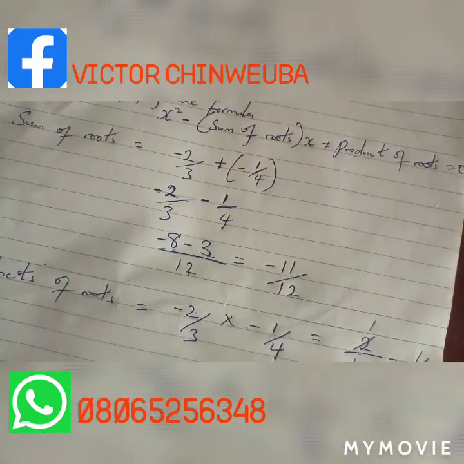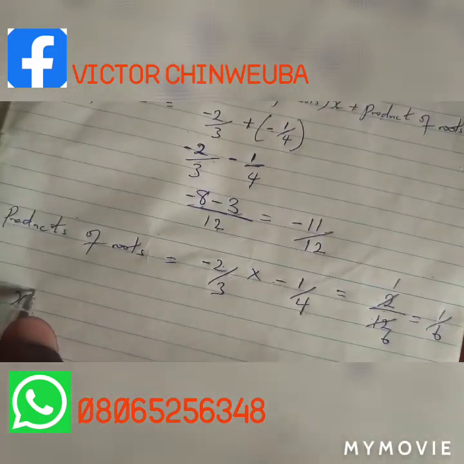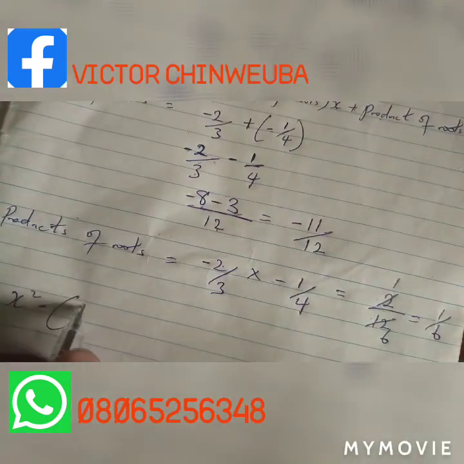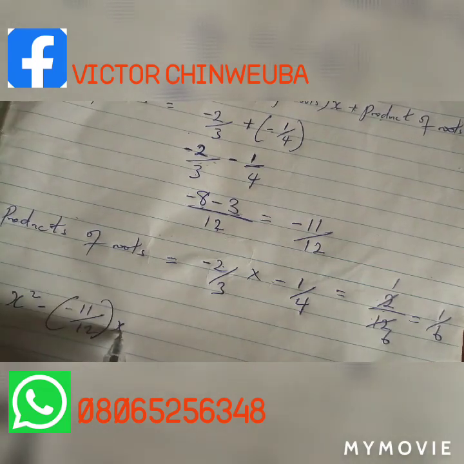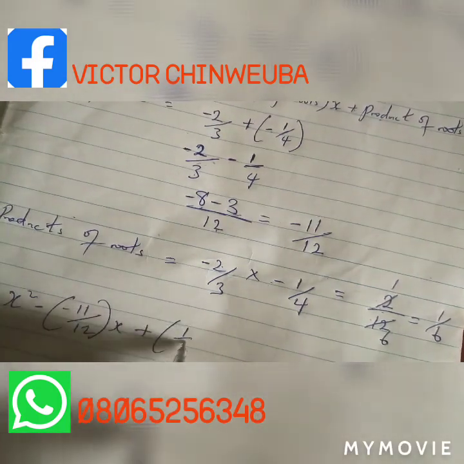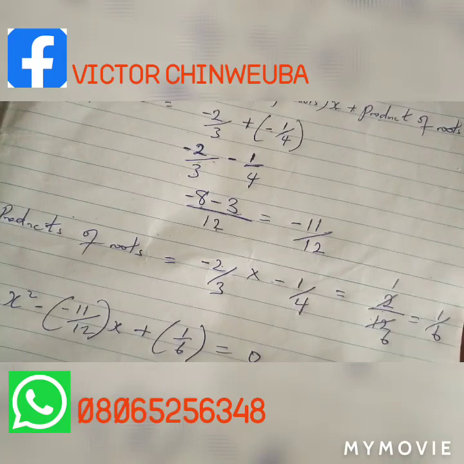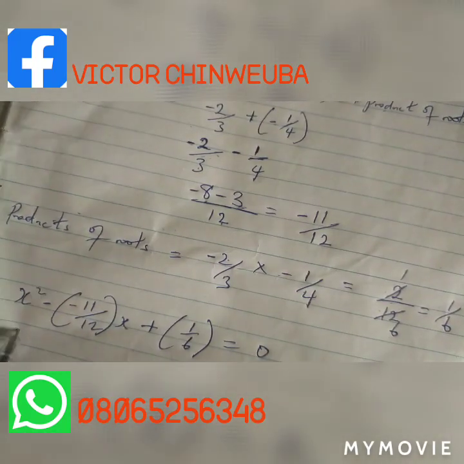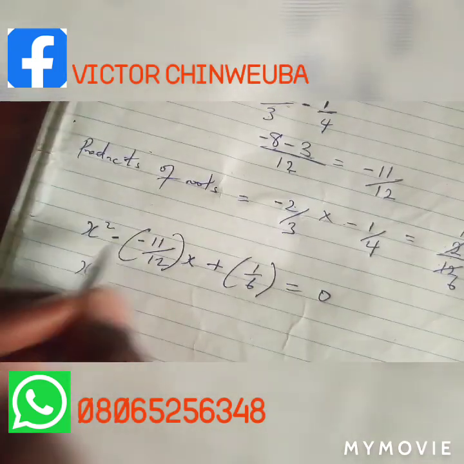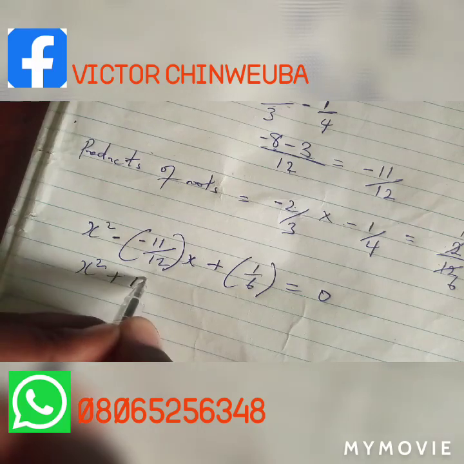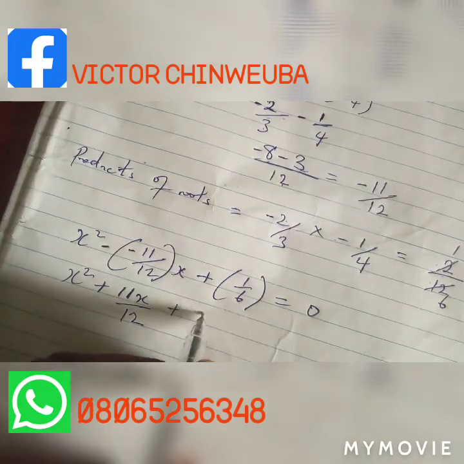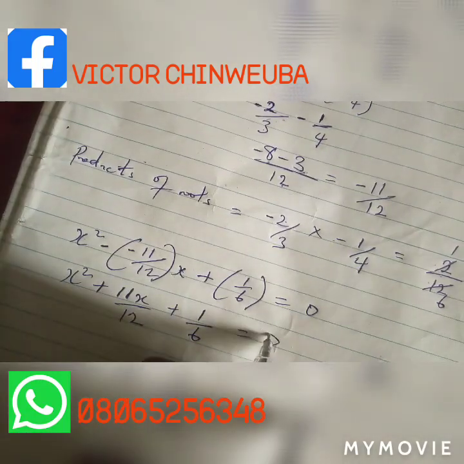The formula, we have x squared minus sum of roots. What is our sum of roots? Minus 11 over 12 x plus product of roots. What is our product of roots? We have 1 over 6 equals 0. So let's open up this bracket. We have x squared minus times minus, you're going to have plus 11 times x, here you have 11x all over 12 plus 1 all over 6 equals 0.